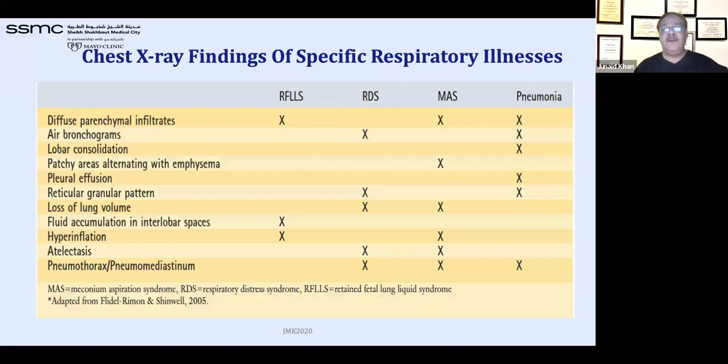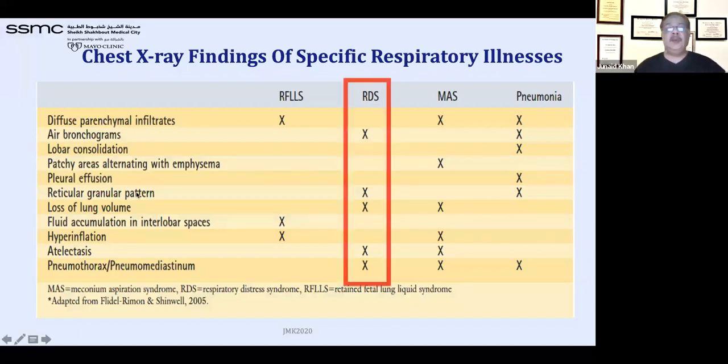So how to differentiate? In RDS, you have air bronchograms, reticulogranular pattern, loss of lung volume, maybe atelectasis, pneumothorax and pneumomediastinum. It's easy for you to differentiate from other conditions like pneumonia, mass, or retained fluid, fetal lung liquid syndrome. You can differentiate easily with that pattern.